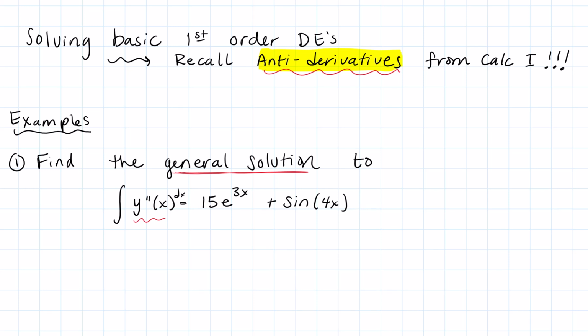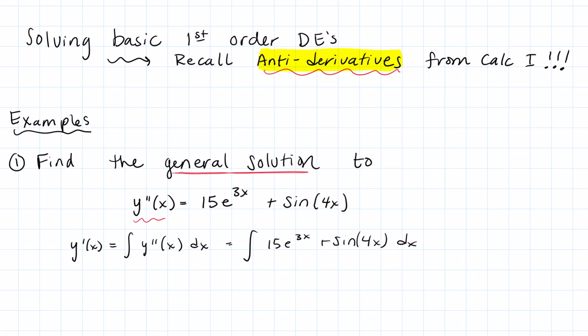So I'm actually going to write that on the next line so we can keep this guy here. We're going to take the integral of the second derivative because that will give us the first derivative. So y prime would be equal to the integral of the second derivative, which is the integral of 15e to the 3x plus the sine of 4x. And we're integrating with respect to x because we're trying to find this as a function of x.